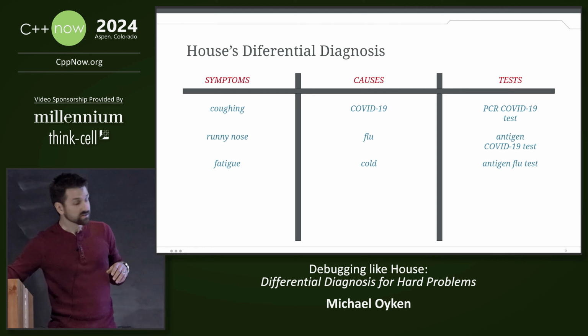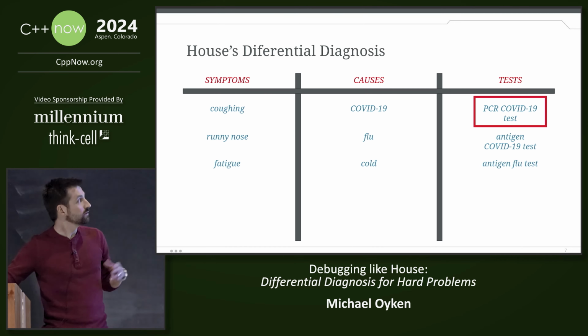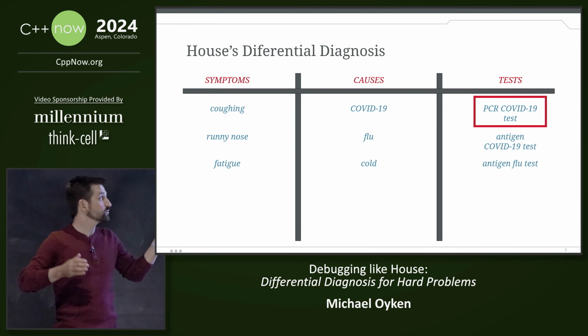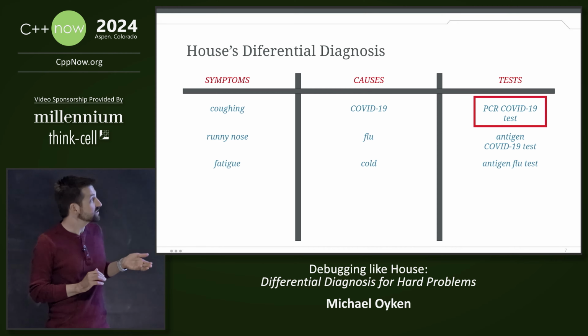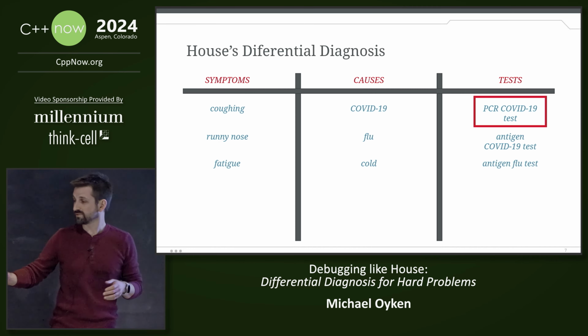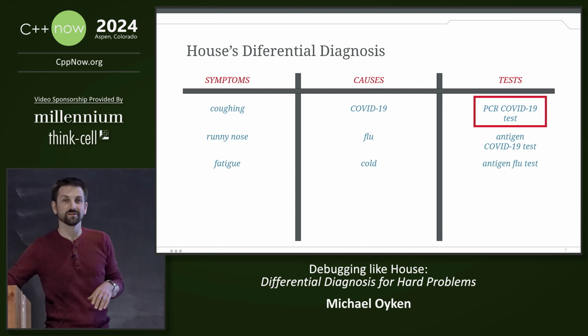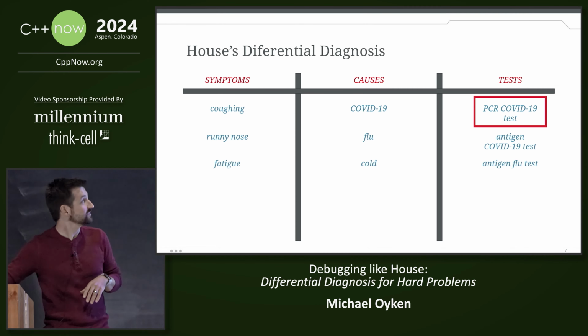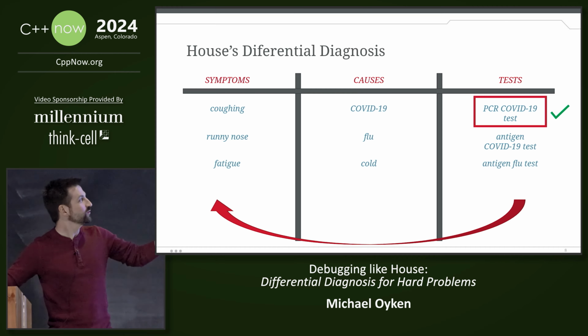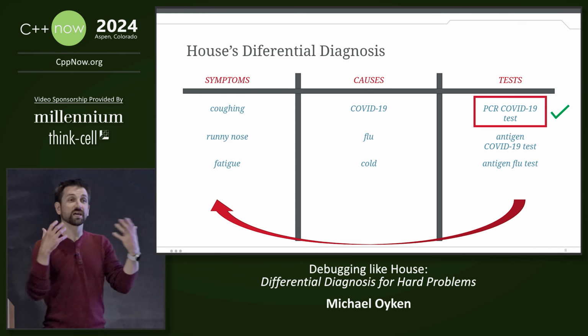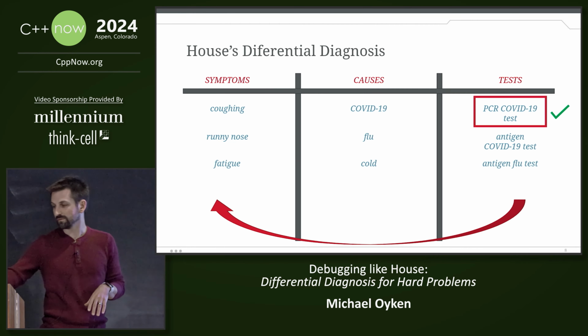So after they pick a test, well, in this case, a PCR test would probably rule out an antigen test, and that would probably tell us pretty definitively if it's COVID, right? That's what we've all learned as we've all become epidemiologists and everything in the last few years, right? So we do the PCR test, and then we go back to the beginning. Now let's review our symptoms, review our causes. Can we rule anything in? Can we rule anything out?